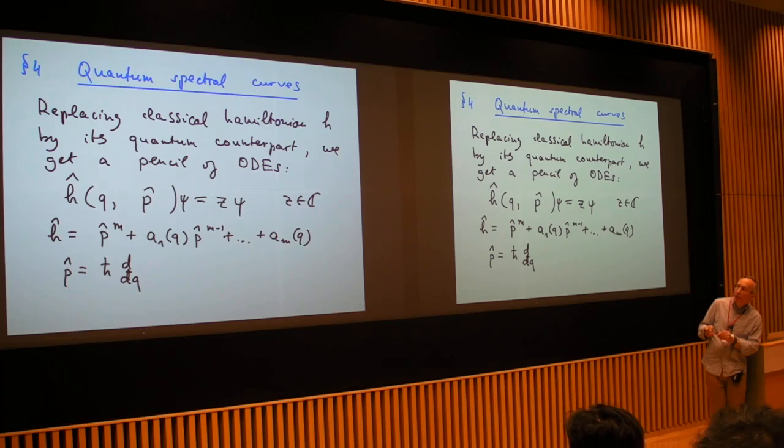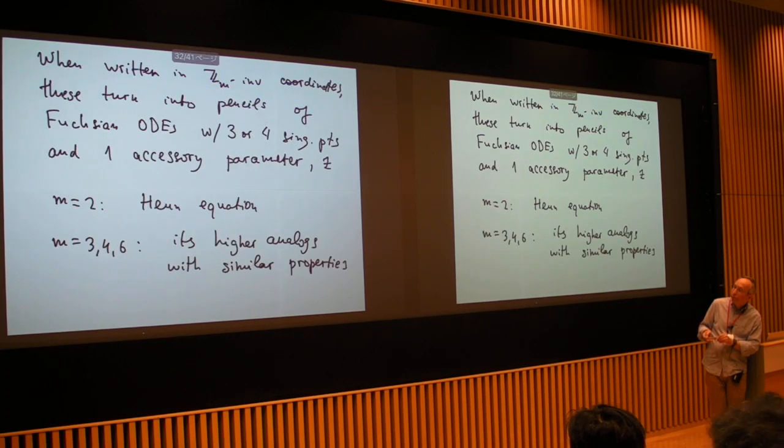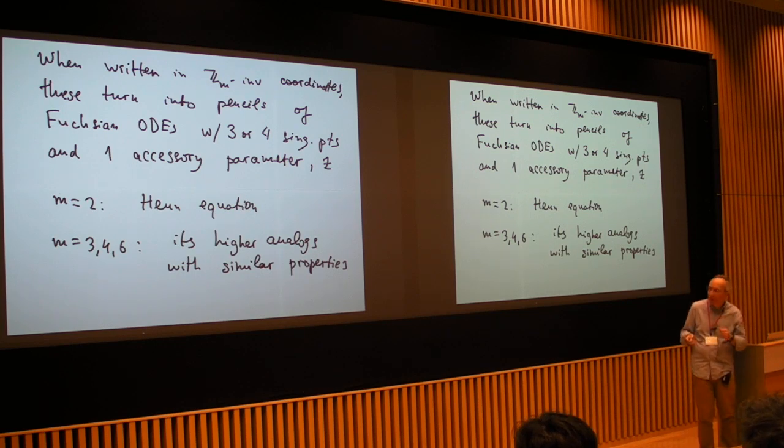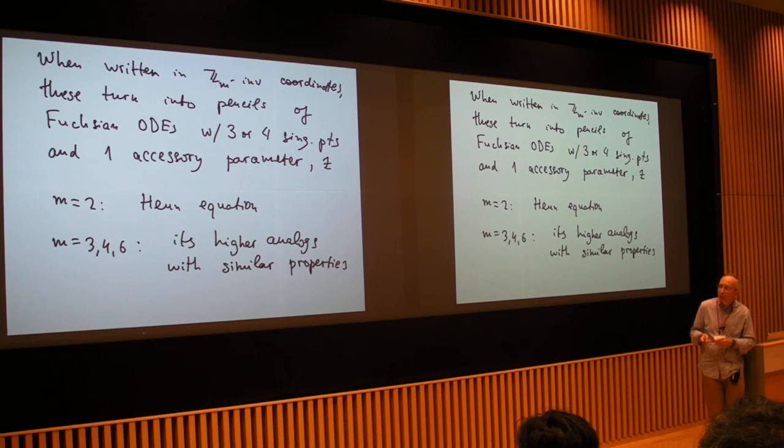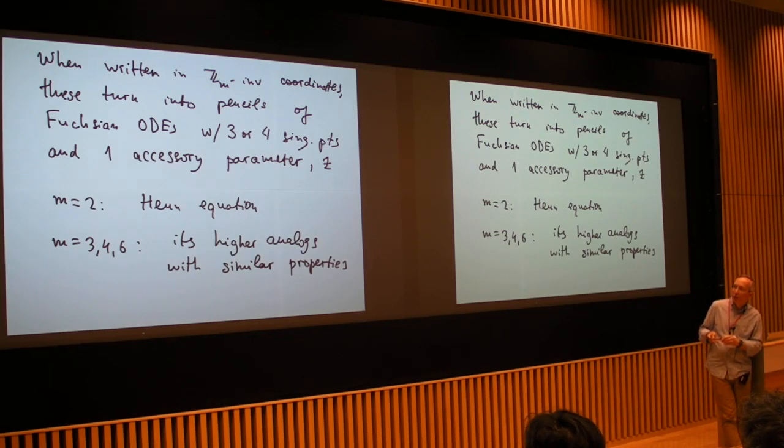So z will be a variable, and we get a pencil of ODEs. It's convenient to rewrite this rather than viewing them on elliptic curves. You write them in invariant coordinates, and then you get Fuchsian ODEs on the Riemann sphere with 3 or 4 singular points and one accessory parameter z. When m is 2, it's just the Heun equation. When m is 3, 4, and 6, these are certain higher analogs of the Heun equation sharing many similarities. So, for example, for special integer values of parameters, you get explicit solutions written in terms of a certain kind of Bloch, Hermite-Bloch ansatz, and so on.